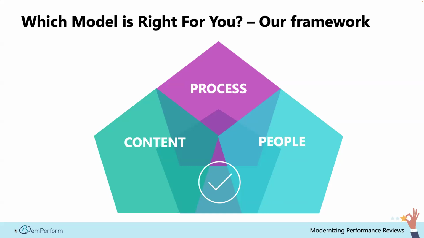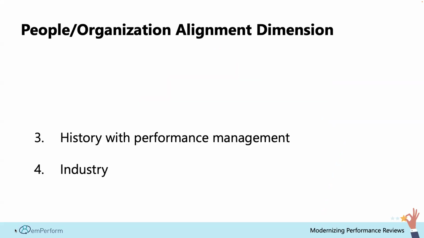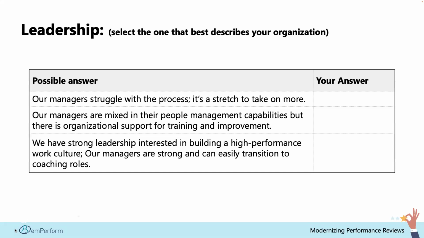Okay, so we're gonna start with the people and organization alignment dimension. And in this, what we're really talking about is leadership. We're talking about employee perspective. We're talking about history with performance management. And we're just talking about some industry alignment in this dimension of thinking. And so as we go through this, we're going to ask some questions. And I want you to think in your head, hey, where do we fit? Think as we ask these questions, kind of put a check mark in your head between the answers you think, and we'll show you what model this relates to.